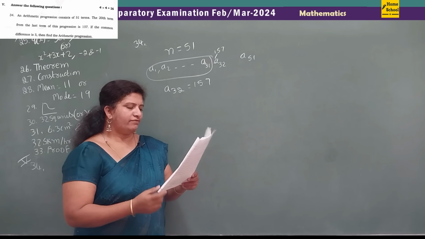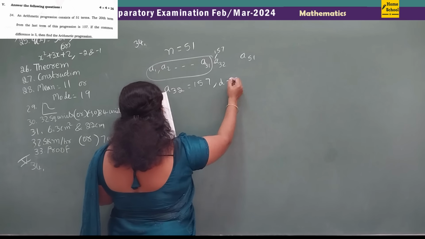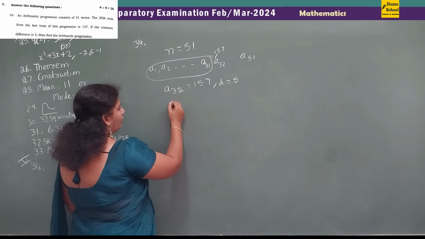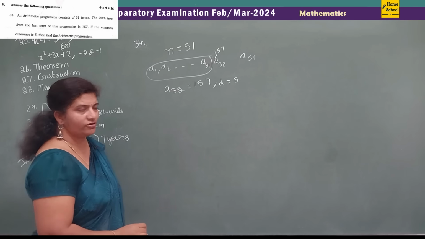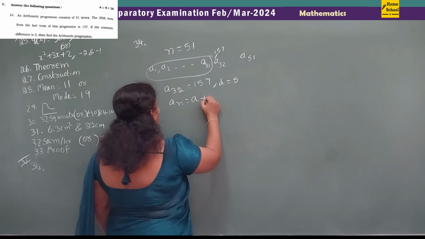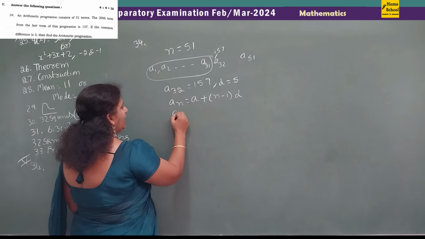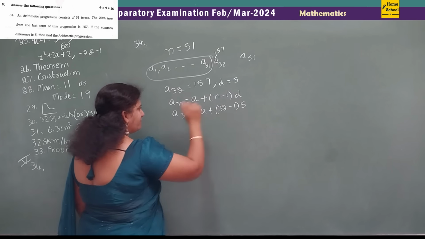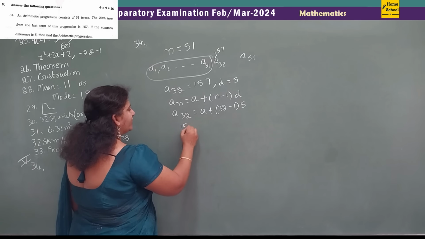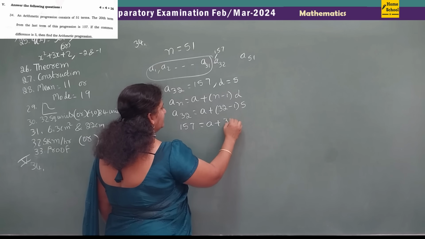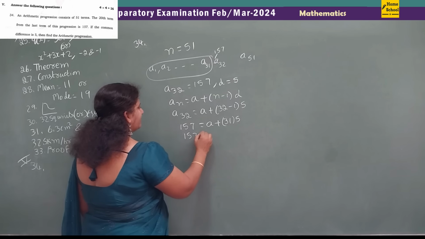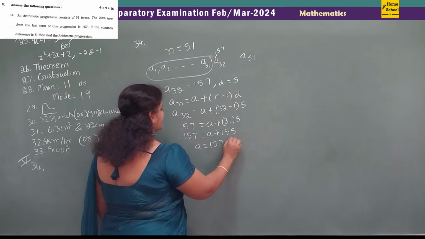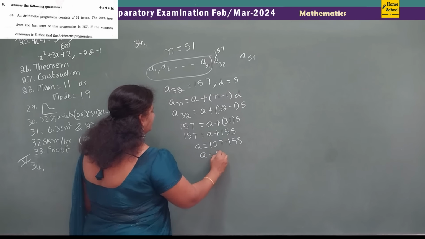Okay, next point. If the common difference, denoted by the letter D, is equal to 5, then find the arithmetic progression. So just write the general form of A32, or you can substitute in the formula also. You can substitute An is equal to a plus n minus 1 into d. A32 is equal to a plus 32 minus 1 into d, where d value is 5. A32 value is 157, so 157 is equal to a plus 31 into 5. 157 is equal to a plus 155. a is equal to 157 minus 155.